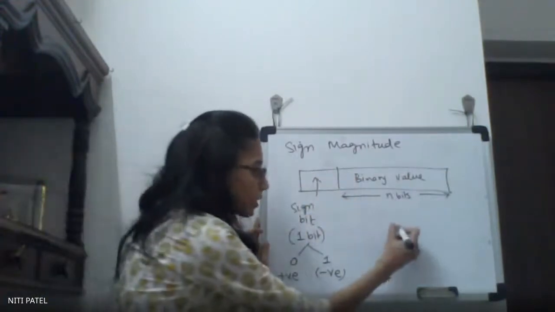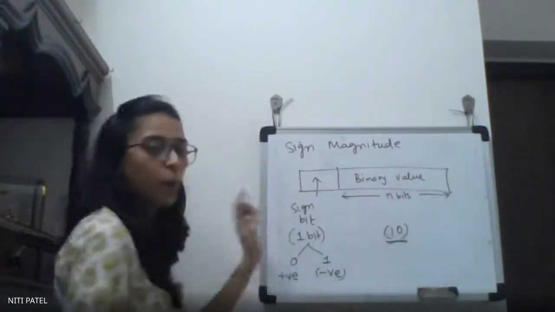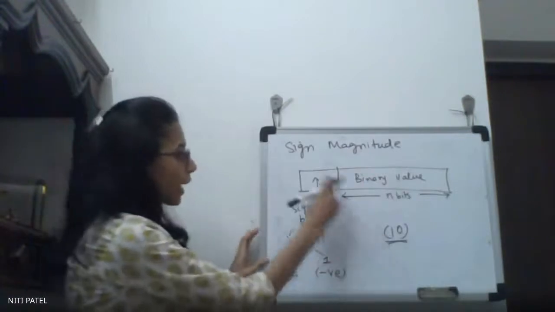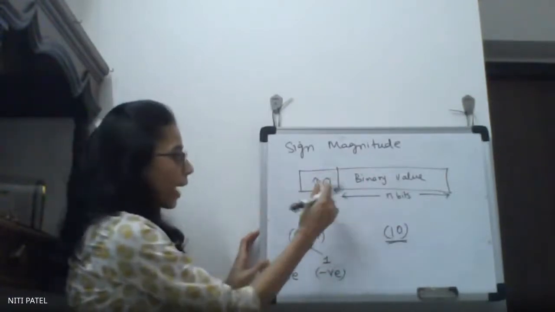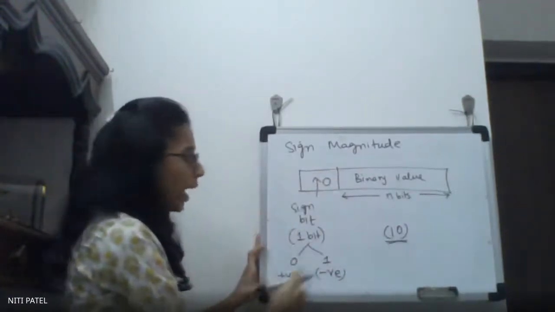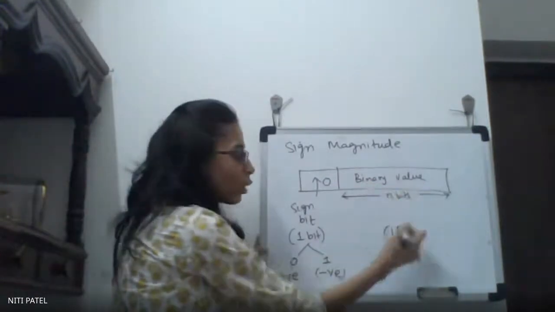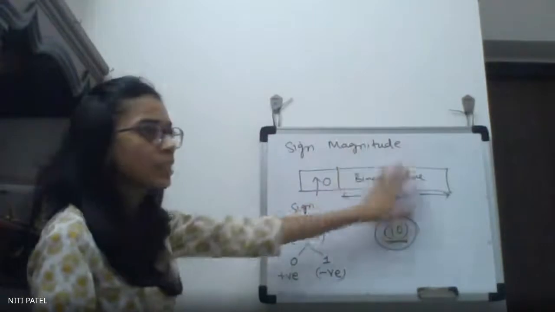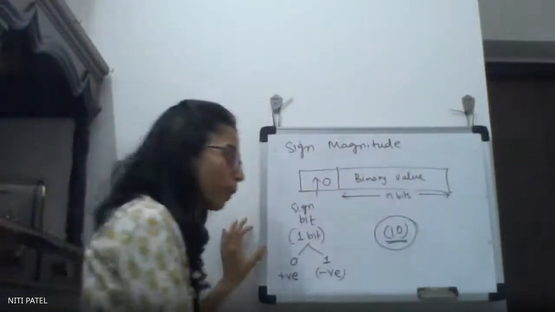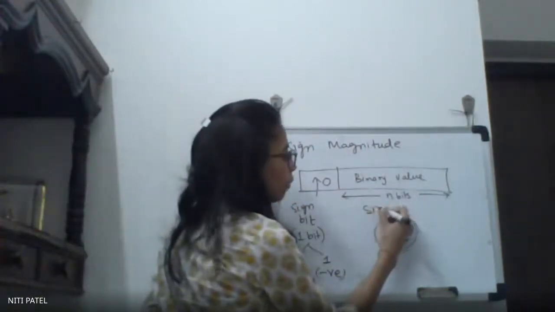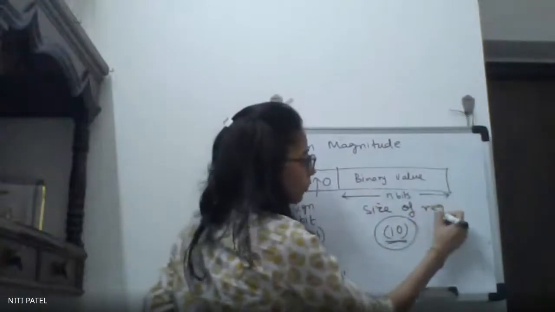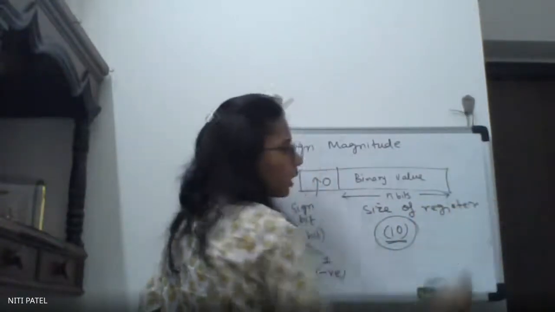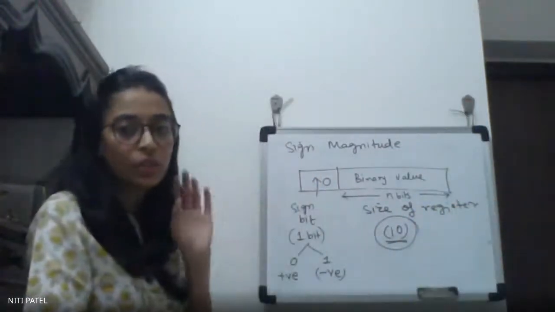So if my number is 10, what does this mean? It is positive 10. So what I will write over here is 0. Why? Because the number is positive. And what I will write in the binary value is the binary of 10. Now again, this is represented in a number of bits by using the size of the register. Now what is that register? It is a place where the data is stored.